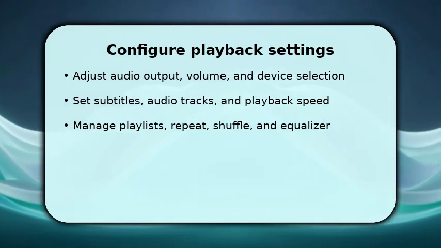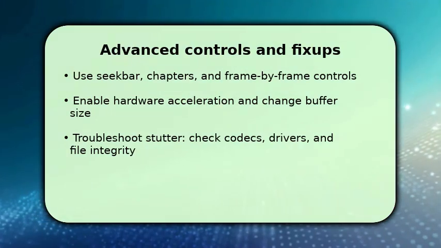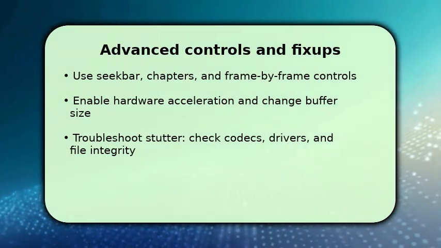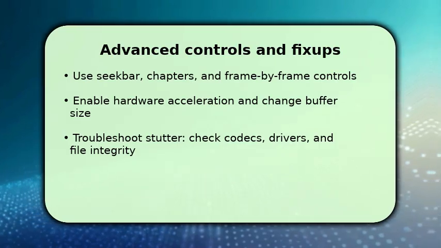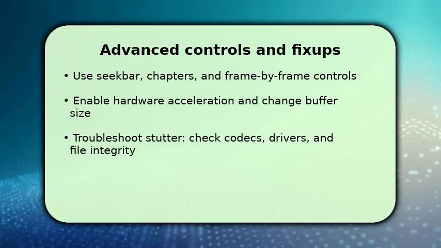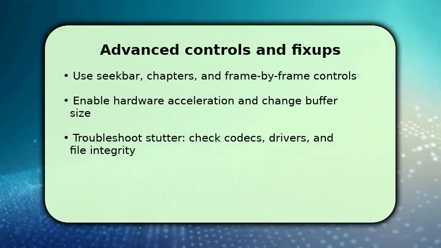Finish by mastering advanced controls. Use the seek bar and chapter list to jump precisely and try frame by frame for exact moments. Make sure hardware acceleration is enabled to offload decoding to the GPU. This reduces CPU load and prevents stutter.